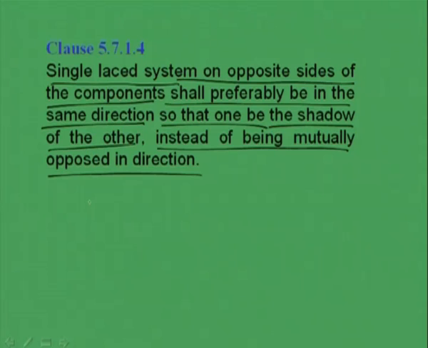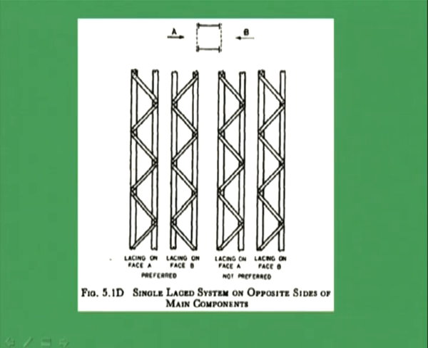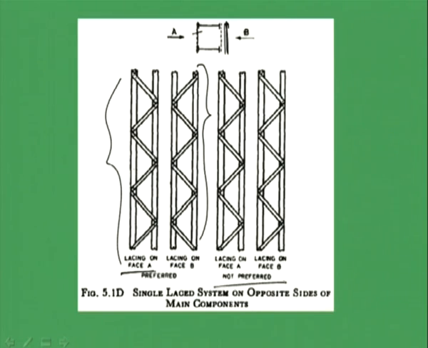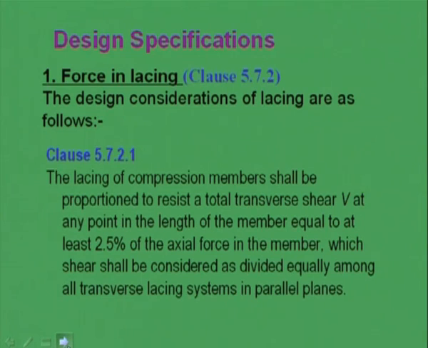That means, with a single lacing system, this is the AA side and this is the BB side. Now, if lacing on face AA is like this, then lacing on face BB should be like this, just opposite to this, but not like this, not exactly similar. So, the opposite side lacing system should be matched like this. So, this is not preferred. These are some general requirements specified by the code.